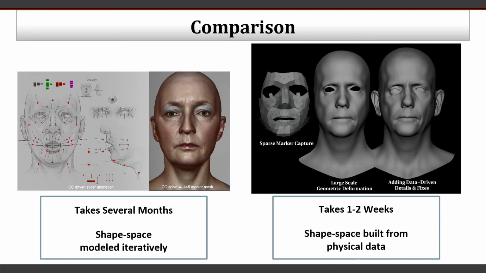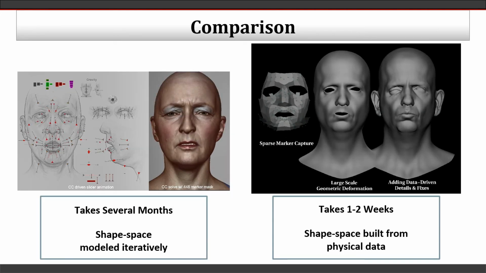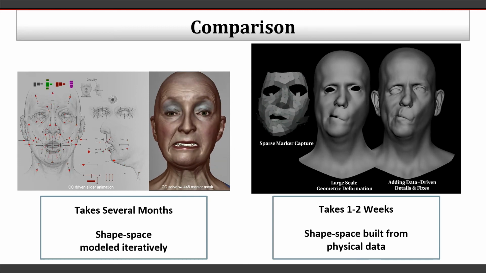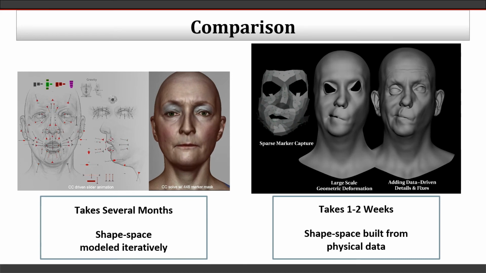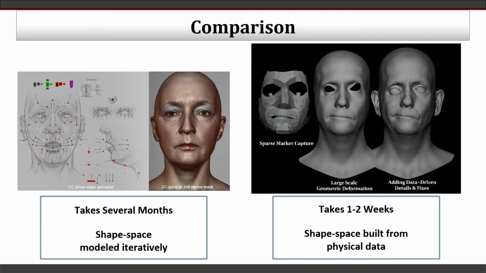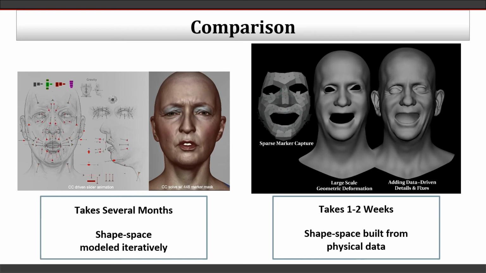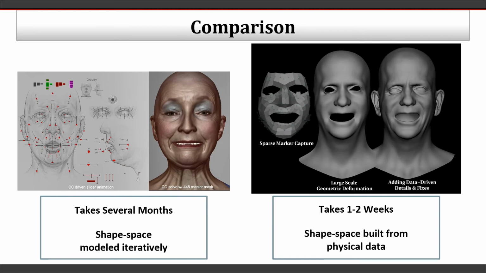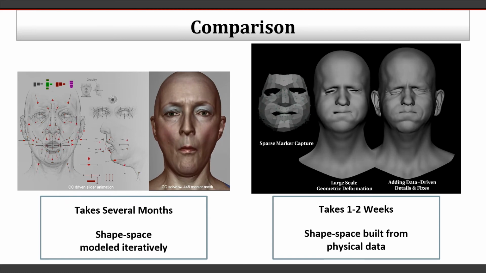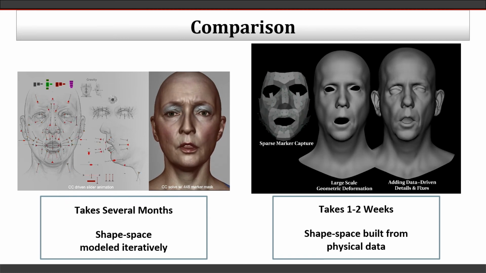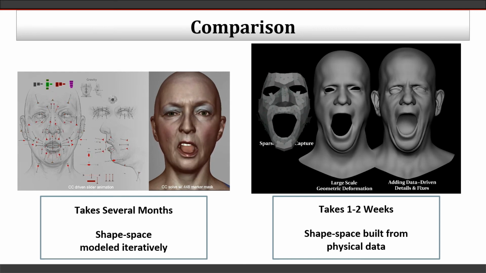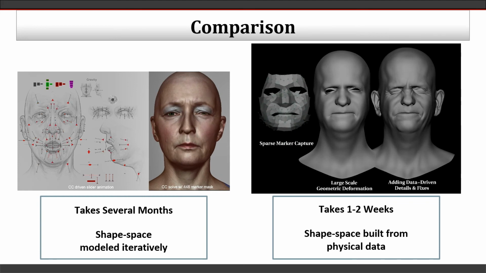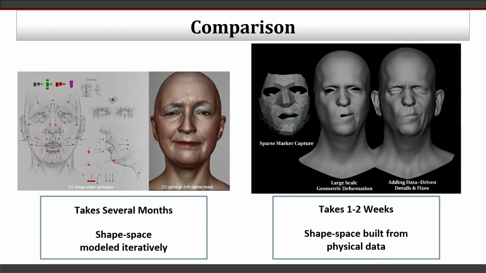Now, to compare both of the techniques, the FACS-based model took several months because of the build process of the expression space, where we wanted to represent every facial expression that the actor can make. And the shape space is built very iteratively as well. So we build the shape space, and only when we are not able to capture the kind of expression that we want do we iteratively add more layers of combination shapes on top of the existing FACS model.